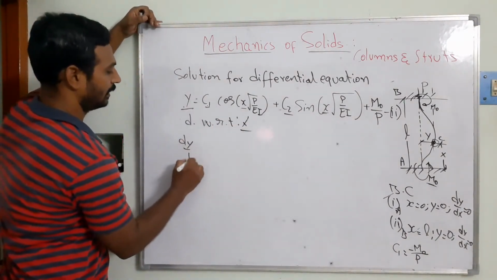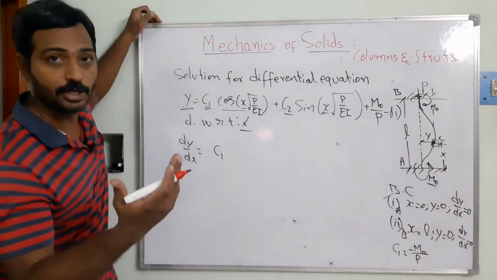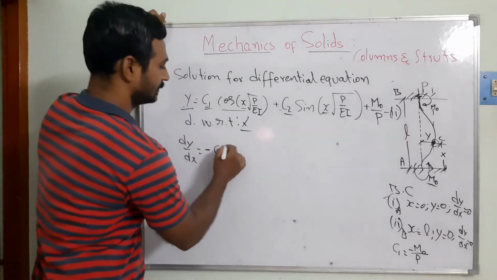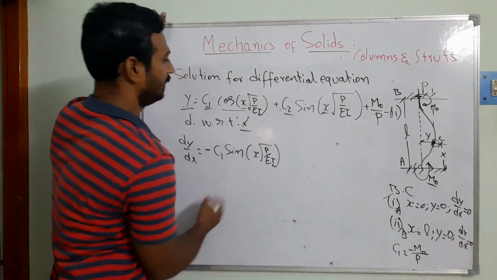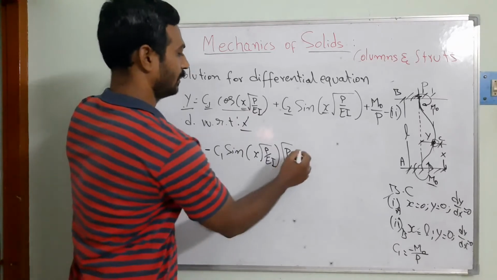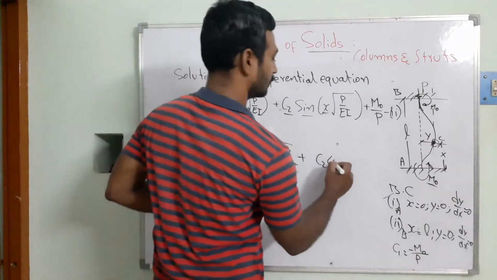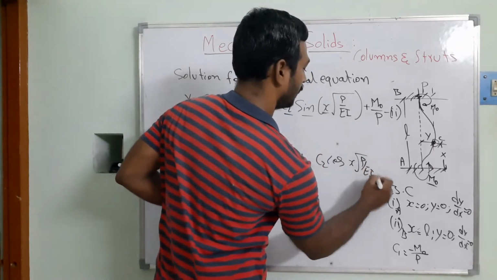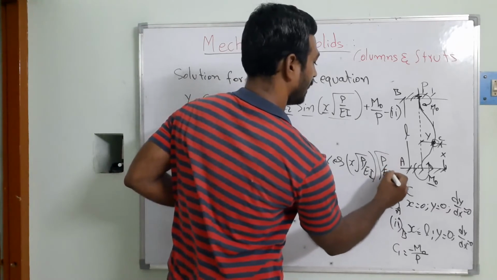So dy/dx is going to be c1, the constant, and the cos differentiation we are getting the minus, so I am keeping the minus sin x square root of P by EI. Then this derivation will become the square root of P by EI, we got it, right? So plus C2 sin derivation will become cos x into the square root of P by EI, into this parameter differentiation, that is going to be the square root of P by EI, I got it.